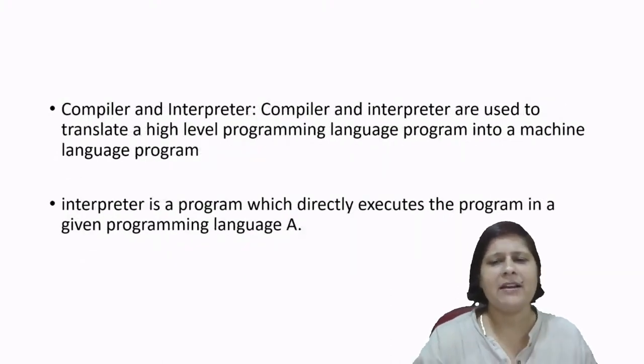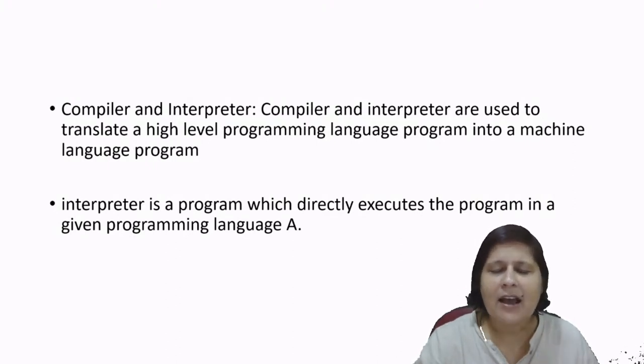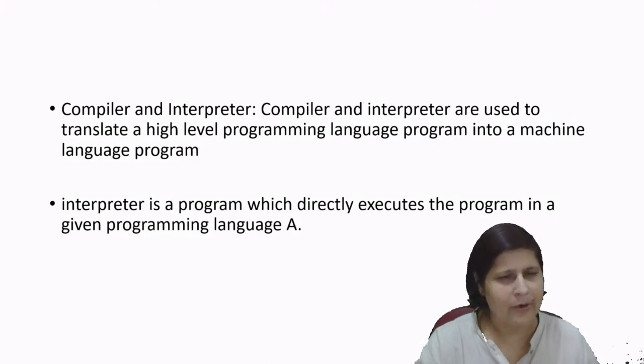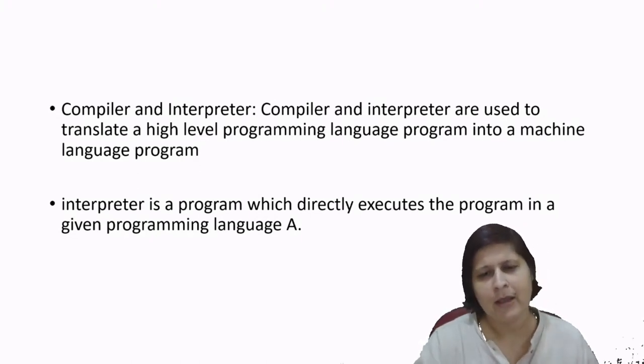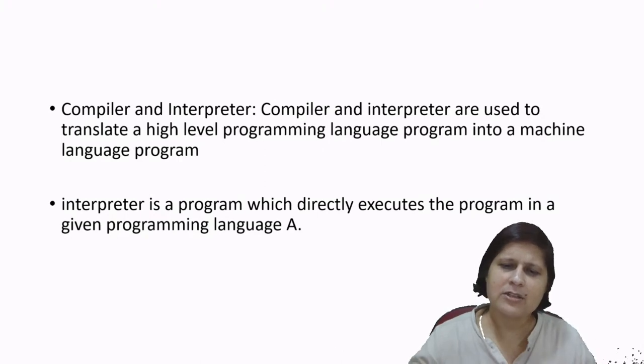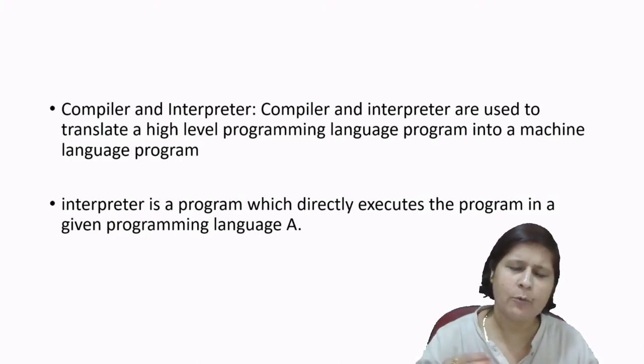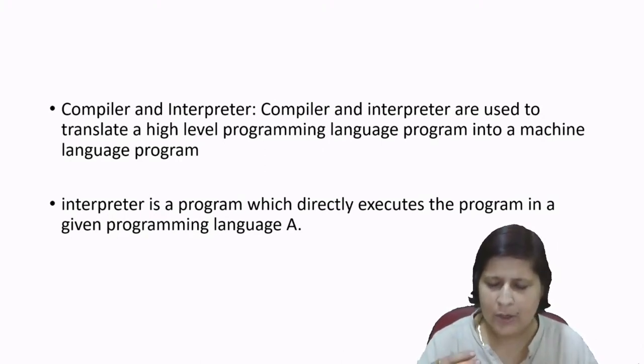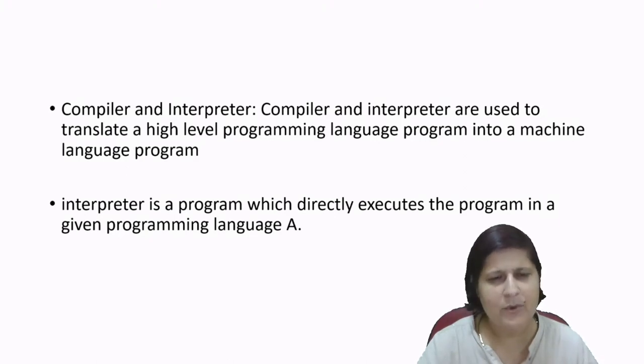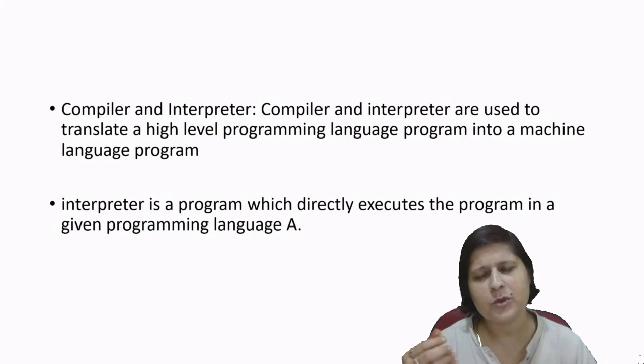What are compiler and interpreter? Compiler and interpreter are used to translate the high-level programming language into machine level programming language. There are various types of languages. One type of language is the assembly level language. When you write code in the assembly language, the assembler converts that assembly language into machine language, that is known as the assembler.